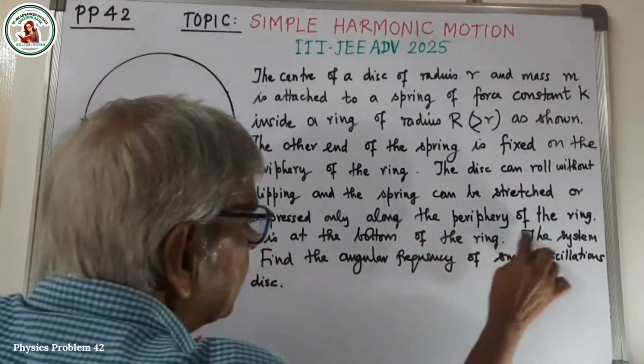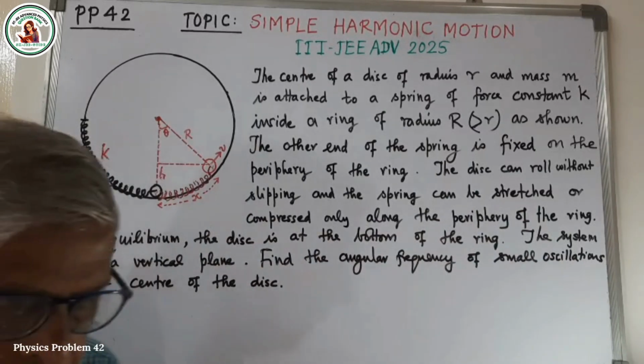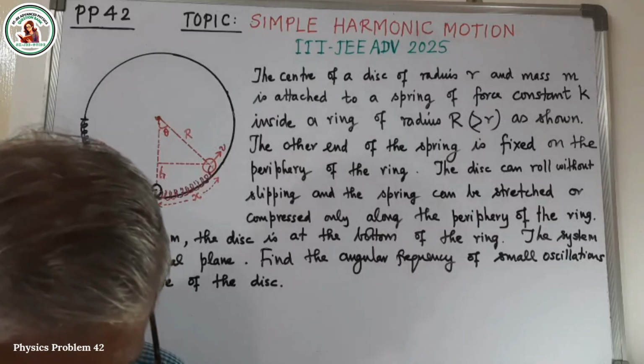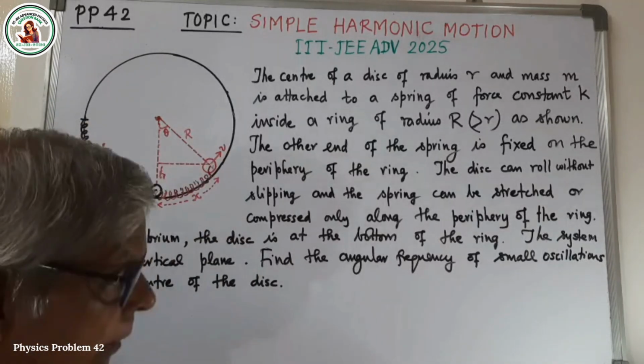Equilibrium is at the bottom of the ring, so that is this point. I am going to use the energy conservation concept to solve this. That may probably be the easiest way of doing this problem.